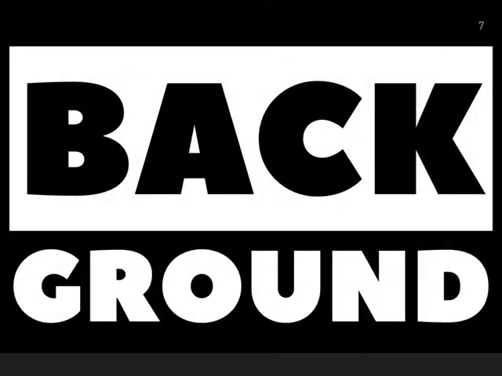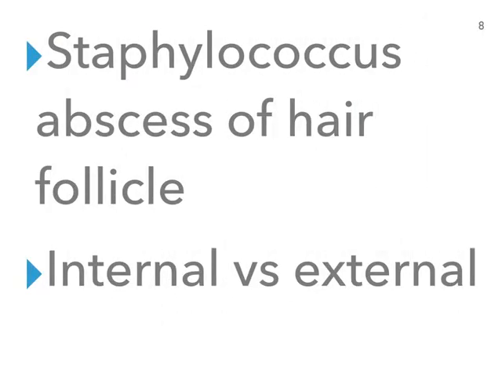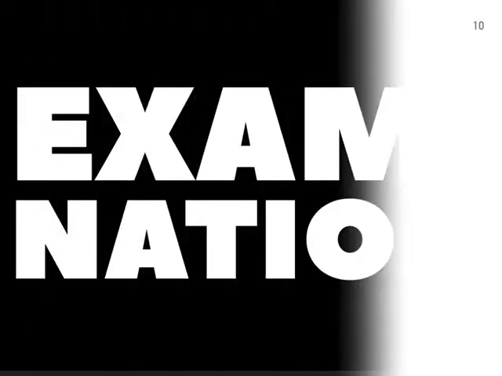So in terms of the background of Styes or Hordeolums, they're essentially staph abscesses of the hair follicle, and they can be internal or external. The usual key features of history of Hordeolums include painful mass on the eyelid. It can be red, swollen, have a discharge, have crusting. Patients can complain of foreign body sensations or tearing, and also possibly light sensitivity.